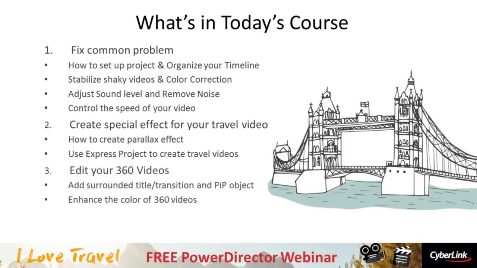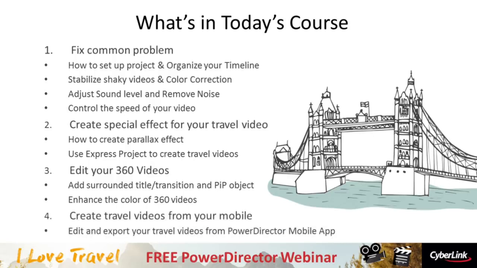We're also covering some 360 video editing skills, like how to add a surrounded title, put in some transitions and PIP objects, and how to enhance the color of 360 videos. And the last part, because nowadays we shoot a lot of videos and photos from our mobile phones, I will demonstrate some tips for using the Power Director mobile app to create travel videos.